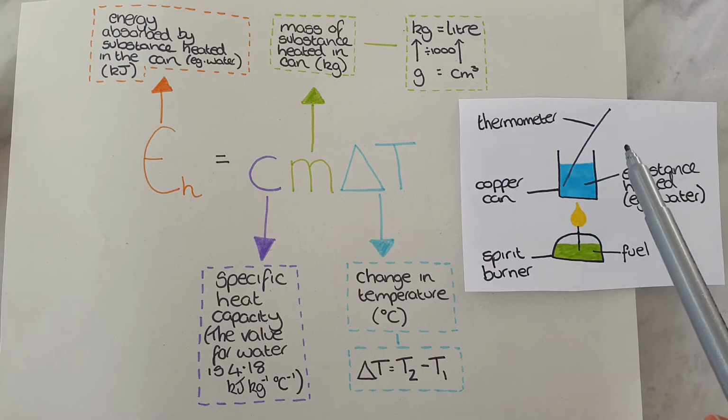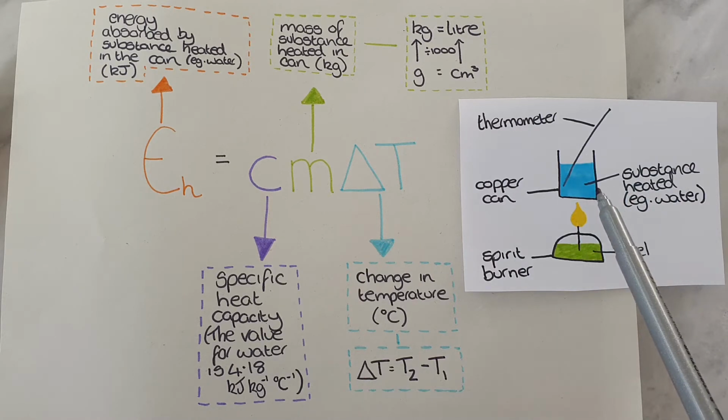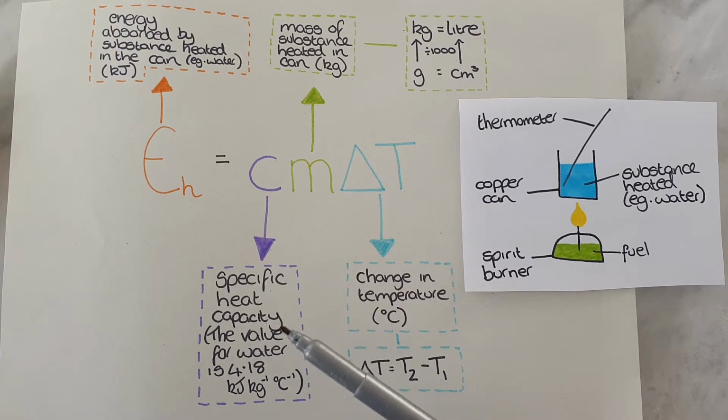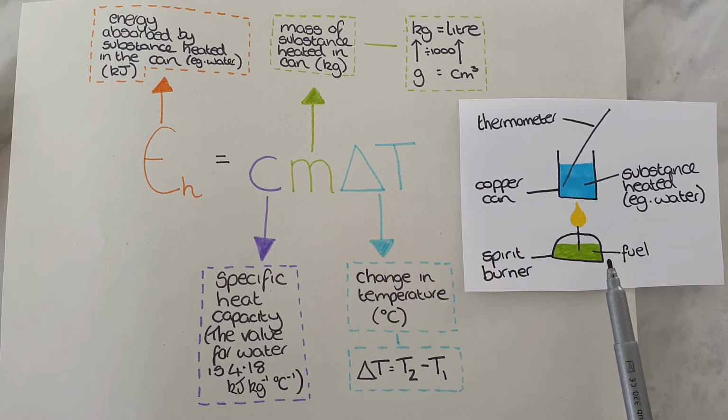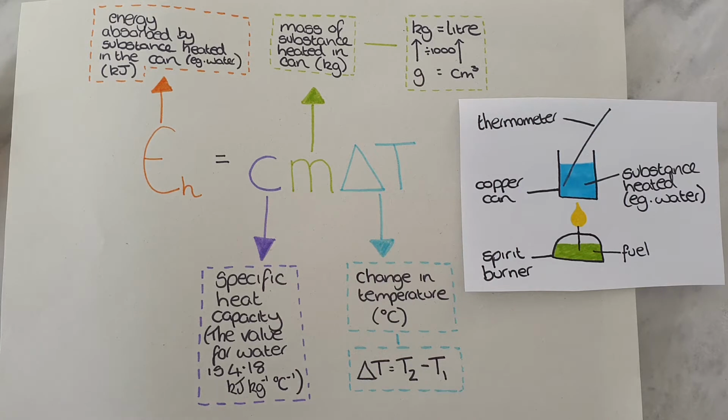If the can does not contain water, you will either be told the specific heat capacity or you will be asked to calculate it. M is the mass of the substance in the can, so what's been heated. Be careful, sometimes you will be given a few mass values. Normally they give you a value for the mass of the fuel. Don't need that, it is just what's in that can. And then delta T as well, that is the temperature change of what's in the can. So say the water started at 20 degrees, went up to 40, that change would be 20.